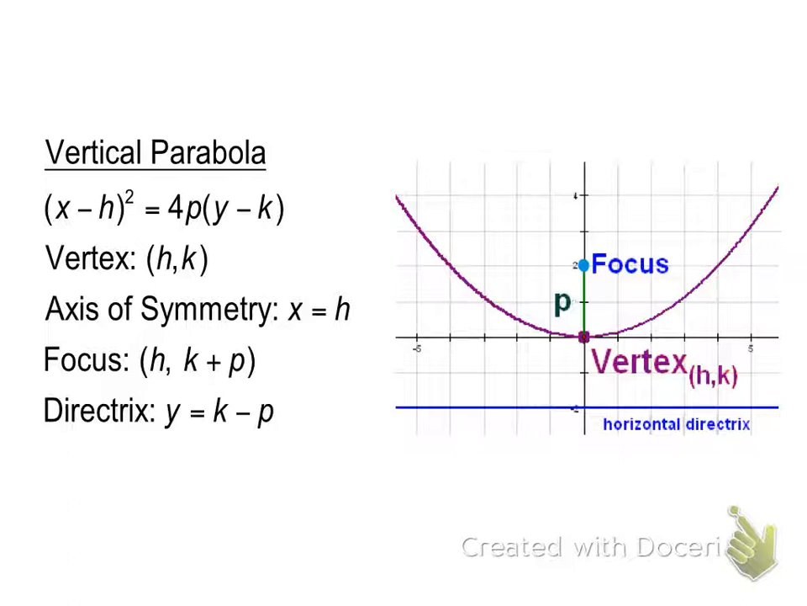The focus is a point that's always on the inside of the parabola, and it's always p spaces away from the vertex. The directrix is a horizontal line on the outside that is always p spaces away from the vertex also. So the focus can be found at h, k plus p, and the directrix is at y equals k minus p.